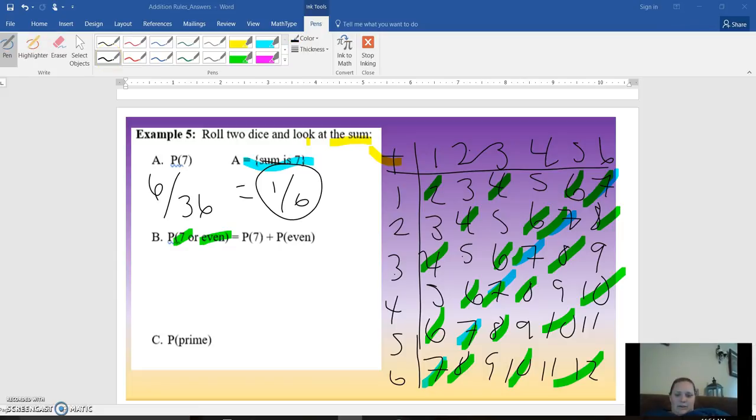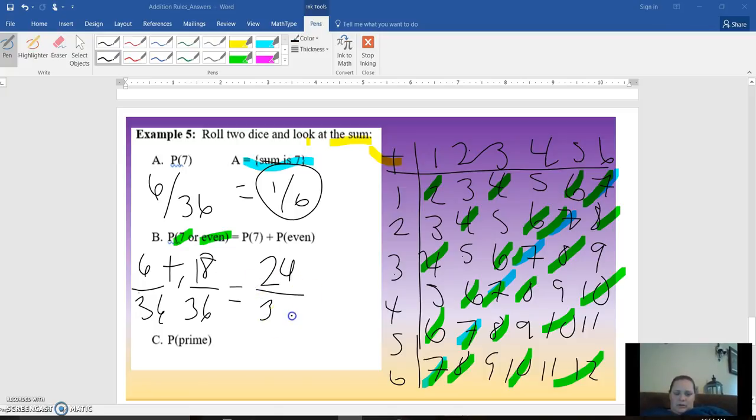All right, so 7 happened 6 times. The word or means to add, and then even numbers happened 18. So 18 plus 6, 24. 24 over 36. Let's reduce that, and that's 2/3.